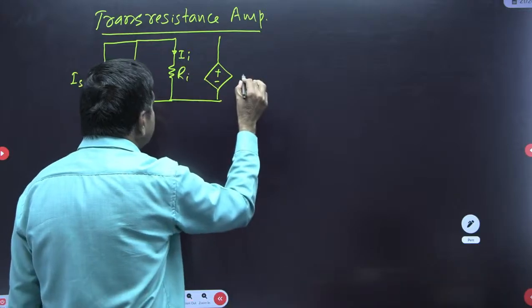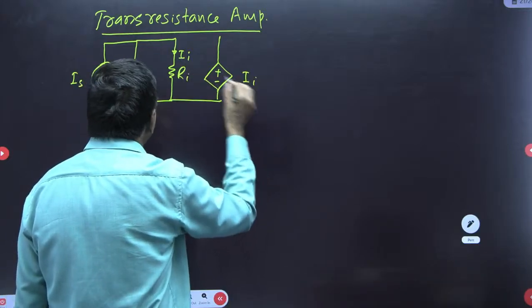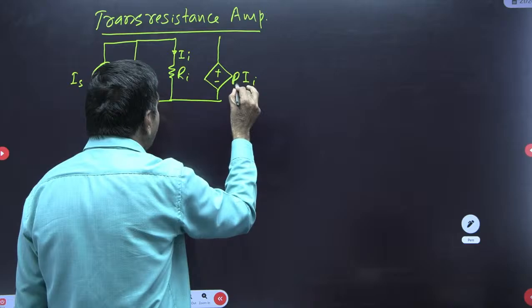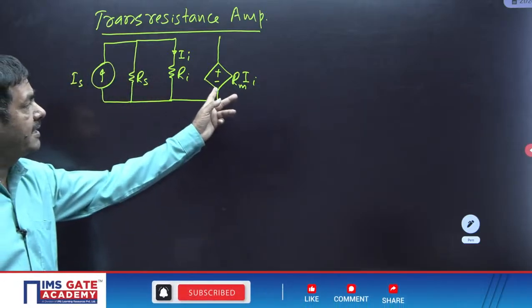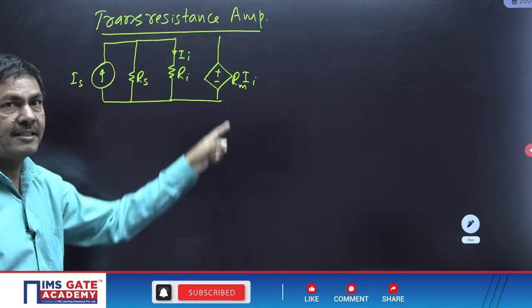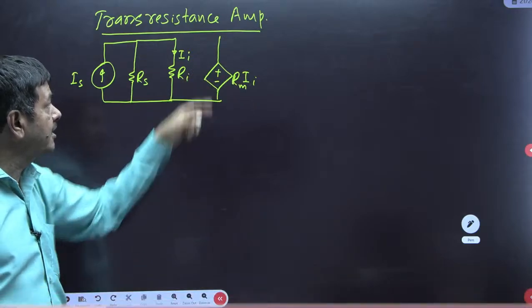This depends upon this current Ii. Transresistance means Rm, Rm into Ii. Rm means internal transresistance. Internal transresistance into current is a voltage only.